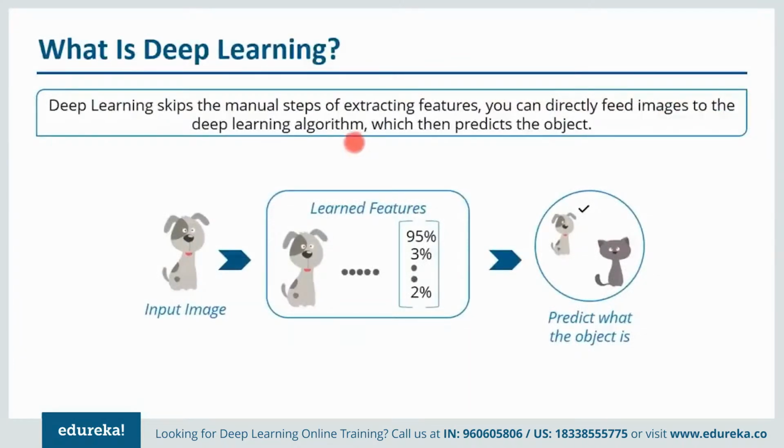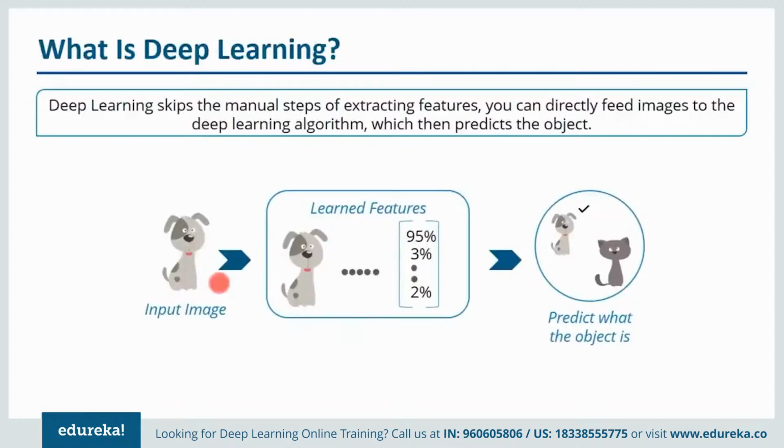So what happens in deep learning? We skip the manual step of feature extraction. We directly take the input image and feed it to our deep learning algorithm. Apart from the features we would have manually provided, there might be many other features which are important. For example, if our features don't include the length of the neck, and that is one of the major features in order to classify whether it is a cat or a dog, our algorithm will automatically determine that feature, take it into consideration, and then classify whether the input image is a cat or a dog.